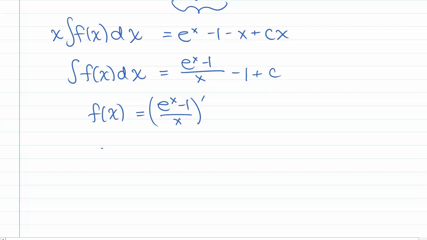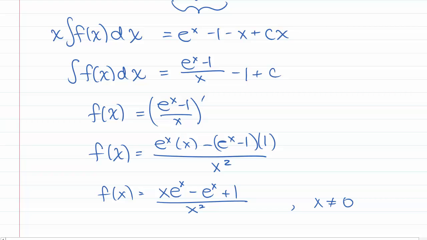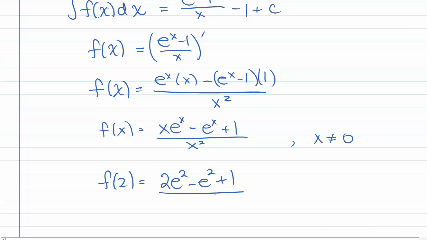And so what we get when we take the derivative is the derivative of the top, which is e to the x, times the bottom, minus the top times the derivative of the bottom, all over the bottom squared. So simplifying, we get (x e to the x minus e to the x plus 1) over x squared. And note here that this obviously doesn't make any sense when x is 0. But what we really cared about, remember, what we wanted in the first place, was when x was 2. So f of 2 is (2e squared minus e squared plus 1) over 4. So whatever number that is, that's the number that we're looking for.